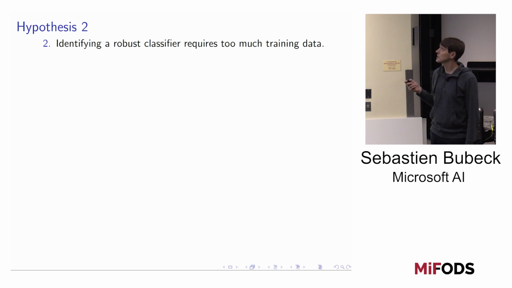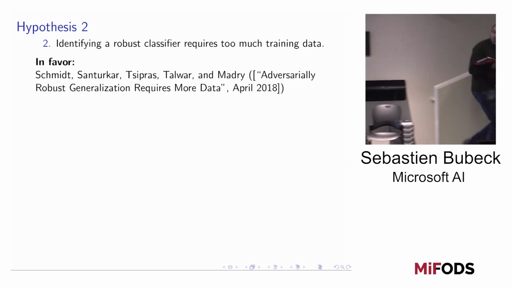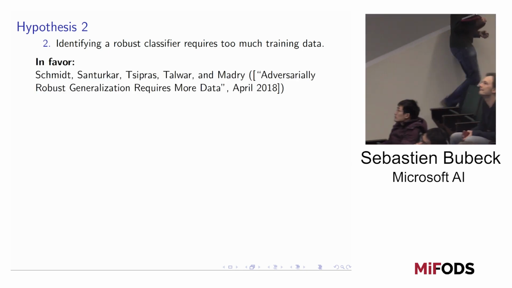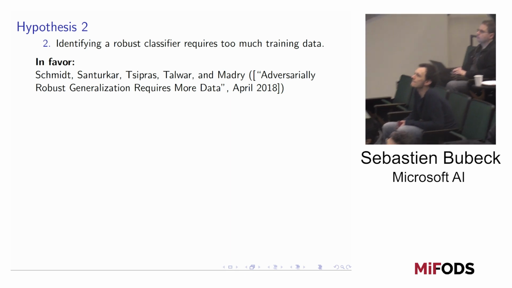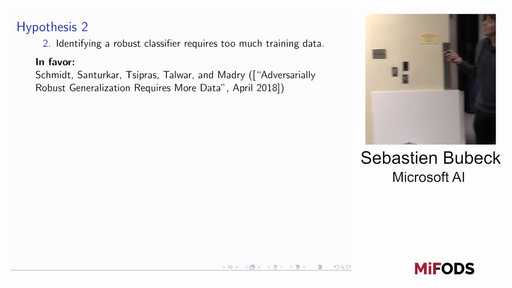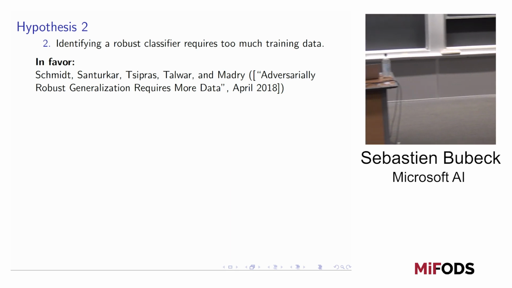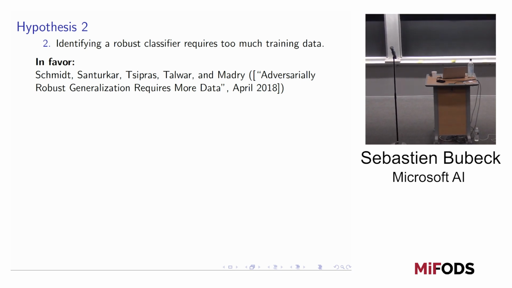Identifying a robust classifier requires too much training data. OK, so again, let's do the same exercise. Let's go through arguments in favor and against. In favor of this is a very nice paper by Schmidt, Santurkar, Tsipras, Talwar, and Madry: Adversarially Robust Generalization Requires More Data. April 2018. OK, very good.